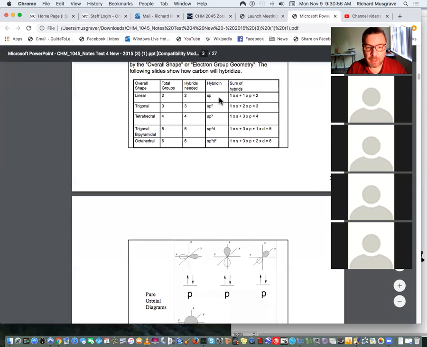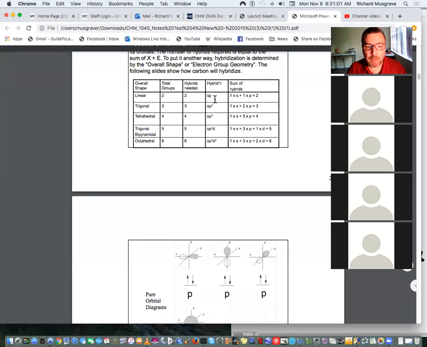So the total groups here will determine what kind of hybridization we're going to be dealing with. So two groups, sp. You'll notice when we add s and p together, that's one and one, that's two. For trigonal, we've got sp2, that's a combination of 1s and 2p orbitals. For a tetrahedral, that's four, that's 1s and 3p's. For five, 1s, 3p's, and a d, because there's only 3p's. And once we get to 5 and 6, we're talking about molecules that are so large that we can actually access the d orbital in order to make the hybrids happen.